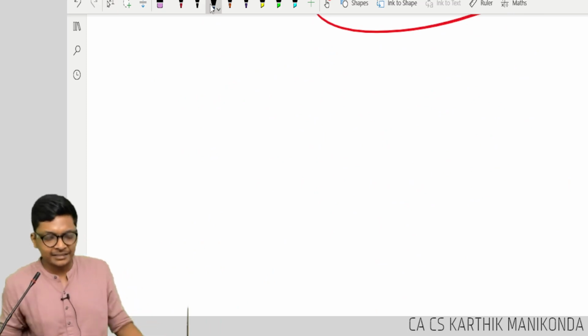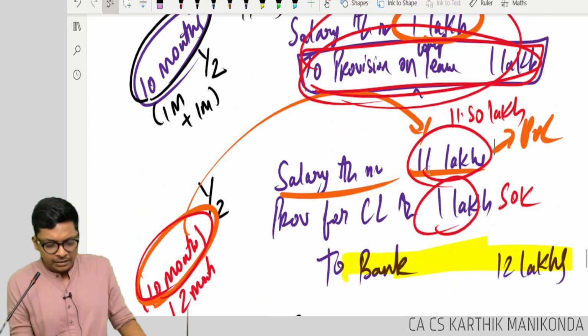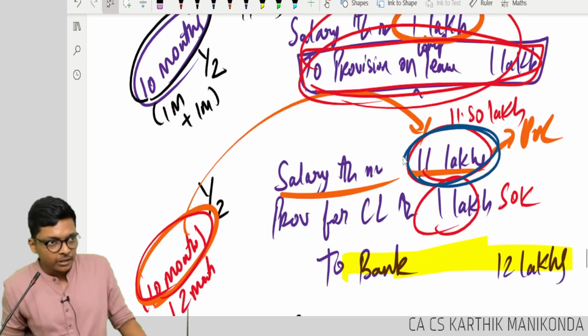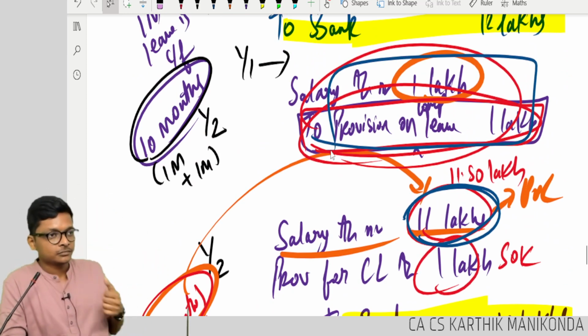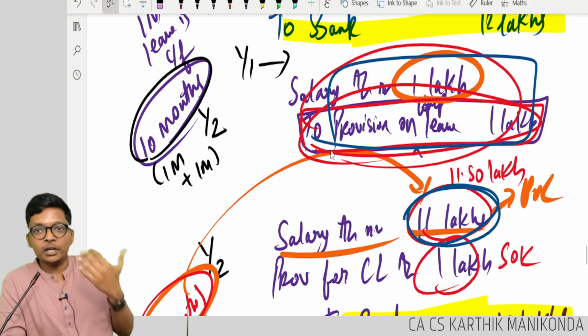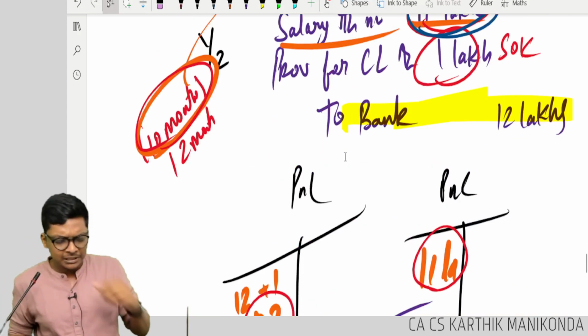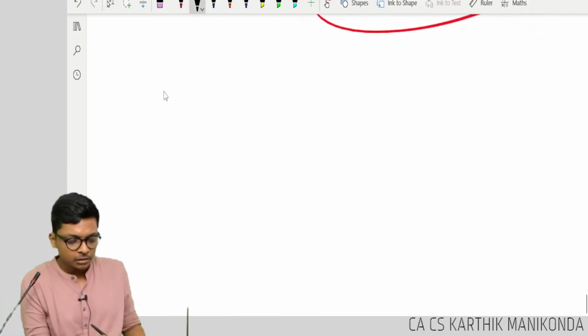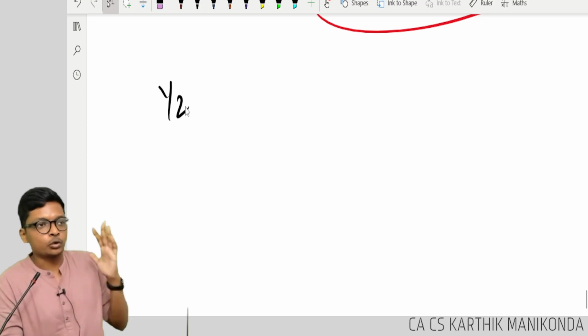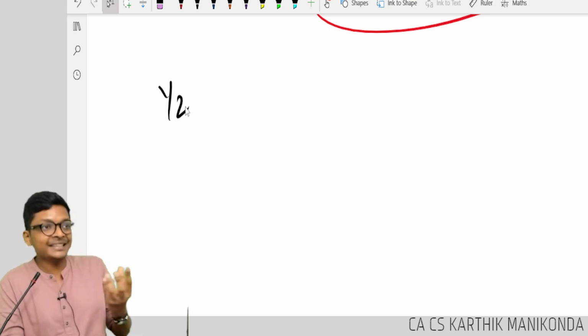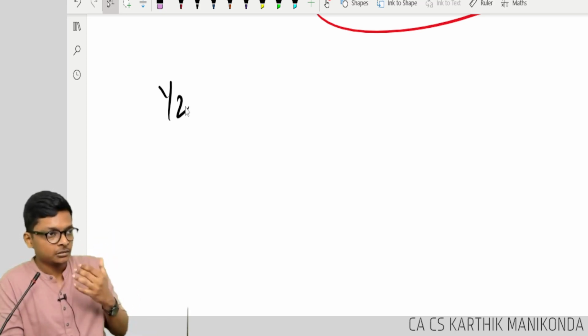Yes, Vignesh. What if salary increases? Second year, this 11 lakhs will change, but this provision will still remain the same. That is previous year account. Are you getting it? His doubt is, what if salary changes? Let's take that scenario. Okay. Year 2, you tell Vignesh, what is the salary for year 2? But monthly salary. Vignesh, who's Vignesh?